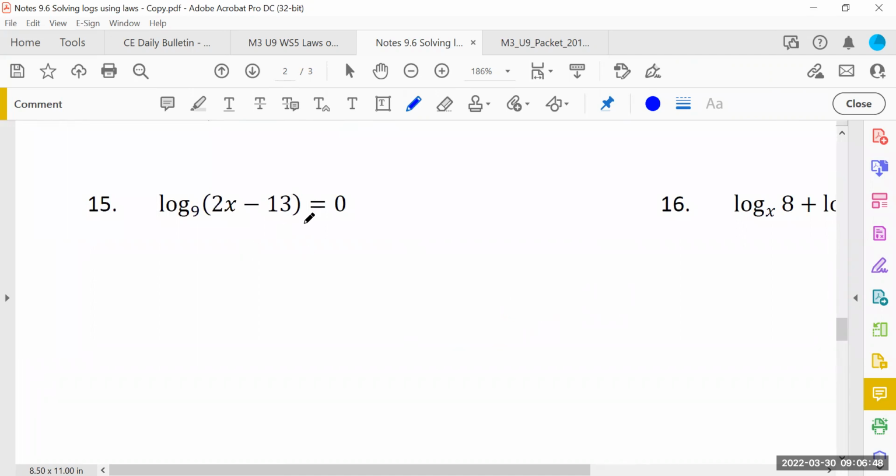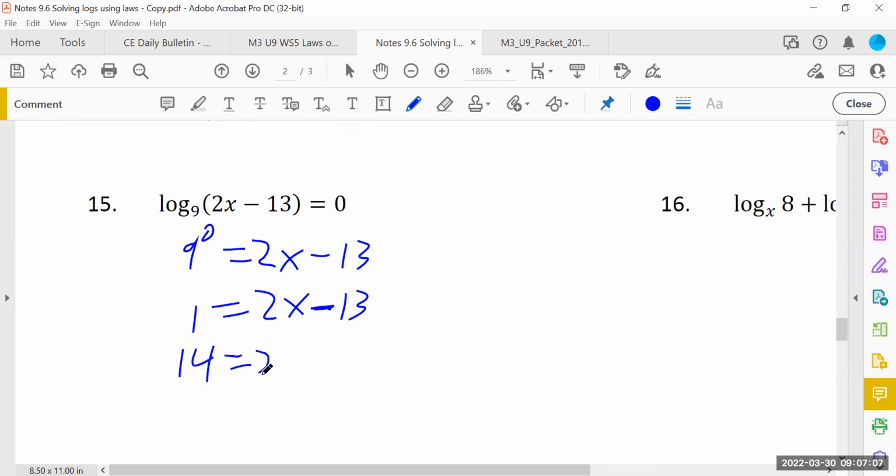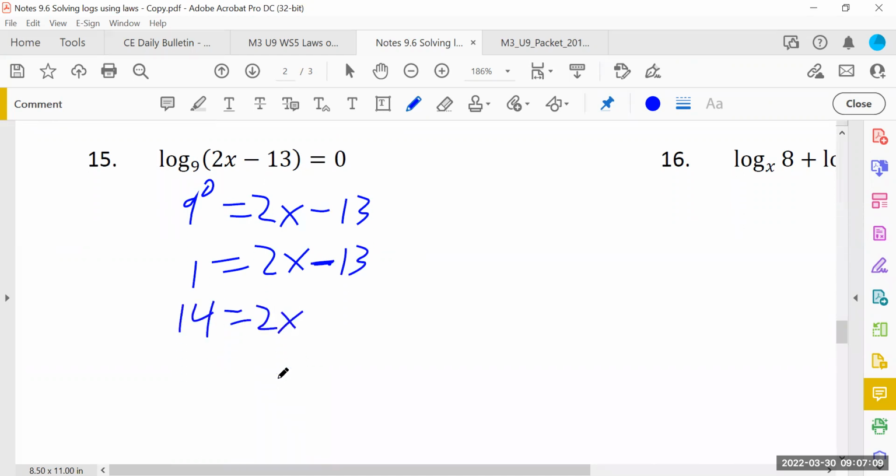Get a couple like this. 9 to the 0 power equals 2x minus 13. What's 9 to the 0 power? 1, not 0, 1. So we get 1 equals 2x minus 13. Add 13 to both sides. 14 equals 2x. Divide by 2. X is 7.